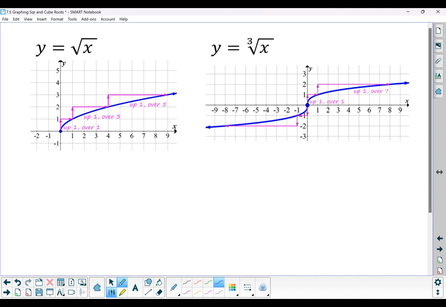Okay, here are the 2 patterns that we can use for these functions. We talked about that this square root pattern is a lot like the parabola pattern. It's just a sideways parabola. So we go up 1 over 1, up 1 over 3, up 1 over 5. The pattern for a cube root is to go up 1 over 1, up 1 over 7, and then we go down and back. Down 1, back 1, down 1, back 7.